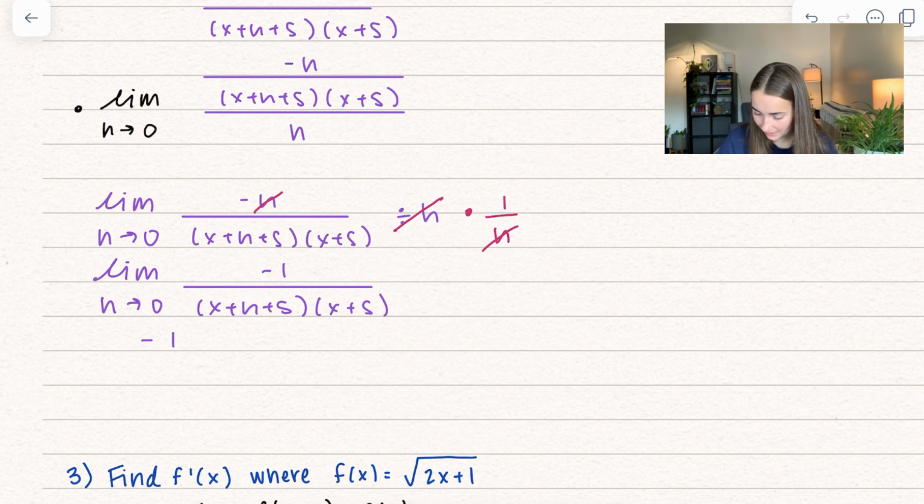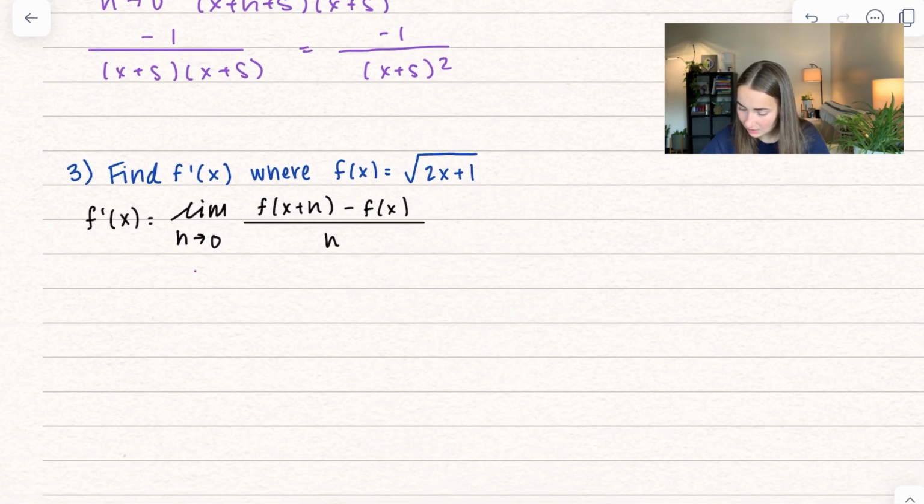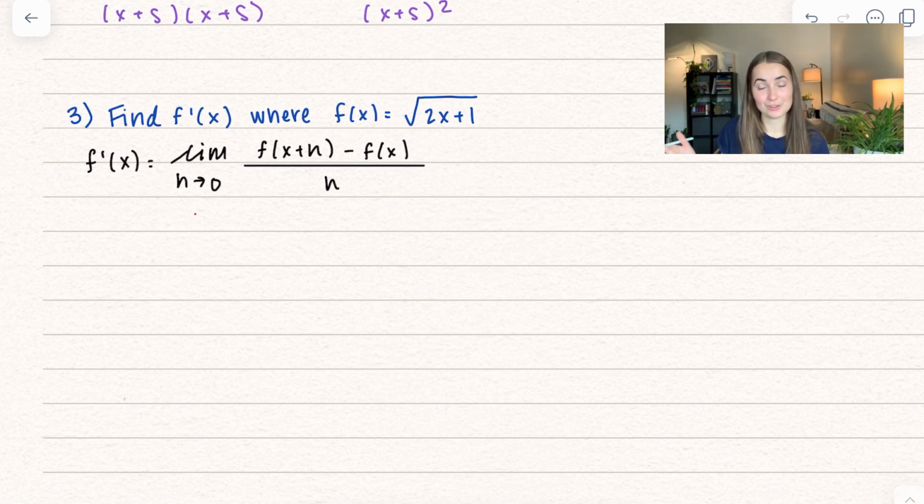So when I plug in that h value of 0, I get x plus 5 times x plus 5. Or if I wanted to, I can rewrite this as negative 1 over x plus 5 quantity squared. And so this is the equation that I can use to find the slope of the tangent line at any point. So here we're not going to find the tangent line. We're going to move on to a new problem.